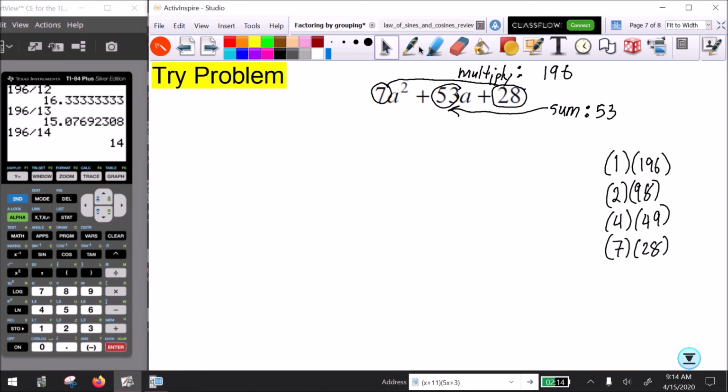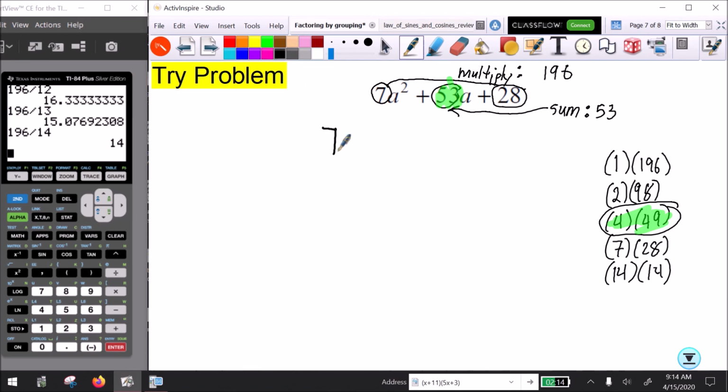So we have our factor pairs all written out. Do any of these pair of numbers add up to 53? Did you find it? Here it is. This pair. So we found a pair of numbers that multiply to 196 and add up to 53. We're going to use that pair of numbers to split up this middle term as 4a plus 49a.